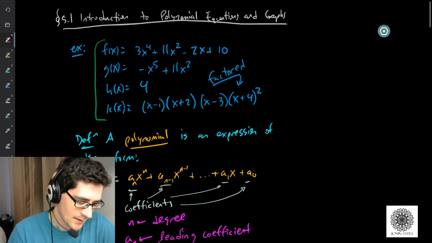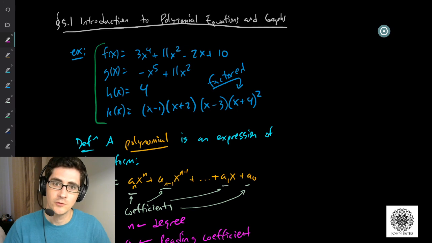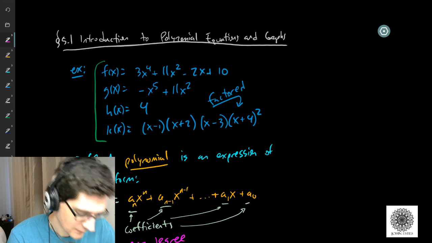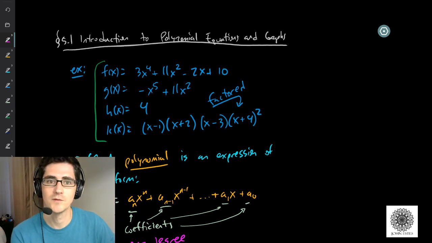Okay. So we're looking at an introduction to polynomial equations and graphs. The first thing we need to know is what a polynomial is, and the easiest way to see that is through examples. Here I have f of x, g of x, h of x, and k of x, which are all different examples of polynomials.